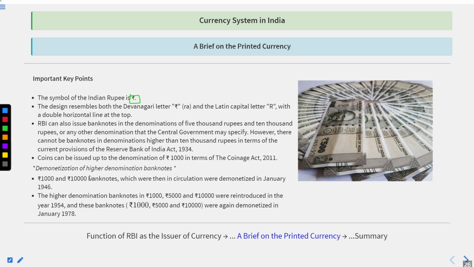Coins could be issued up to the denomination of rupees 1000 in terms of the Coinage Act 2011. Demonetization of high denomination banknotes. Rupees 1000 and 10,000 banknotes which were in circulation were demonetized in January 1946. The higher denomination banknotes of rupees 1000, 5000, and 10,000 were reintroduced again in 1954, and these banknotes were again demonetized in January 1978.